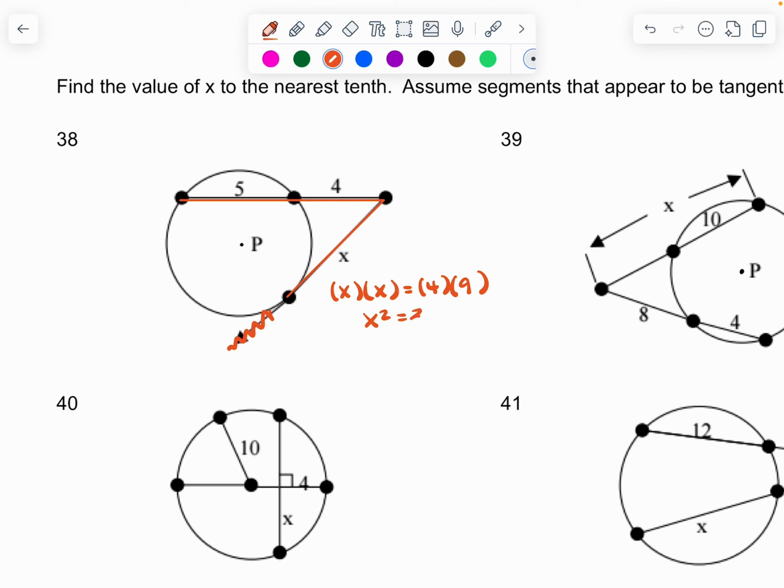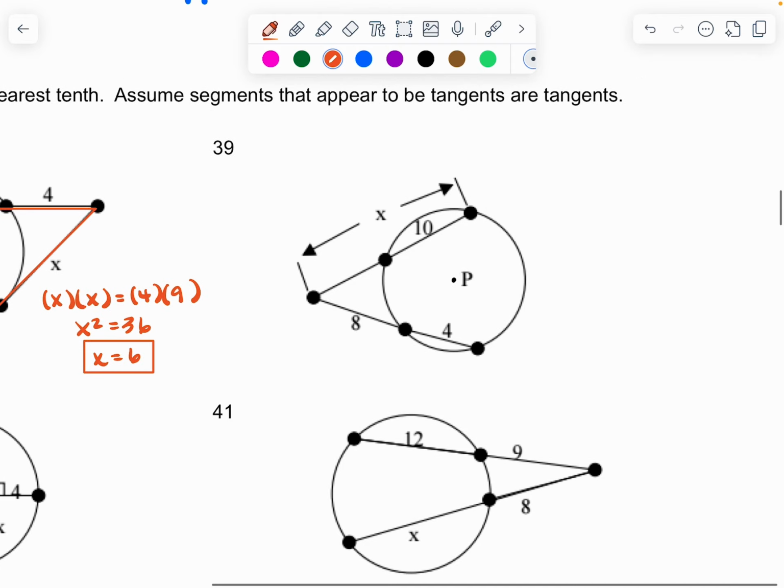And you can see that that's going to give us x squared equals 36, so x equals 6. Technically plus or minus 6, but we can't use the negative. All right, moving on to this problem.